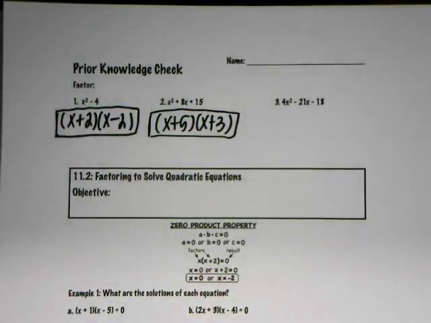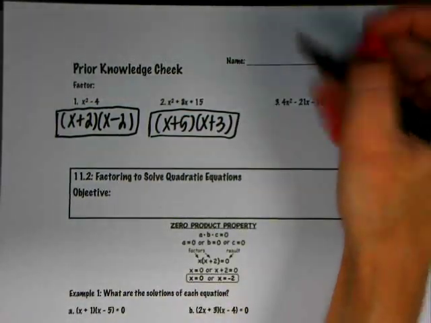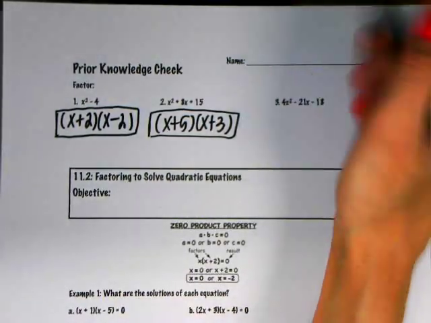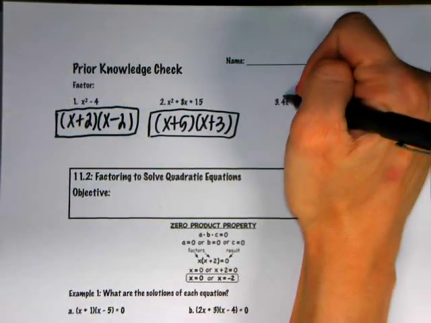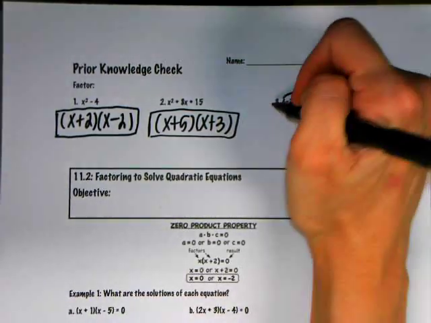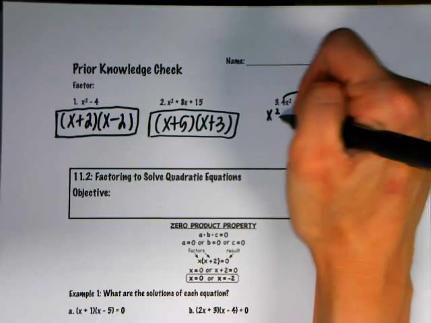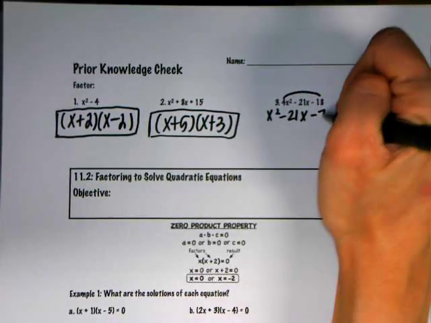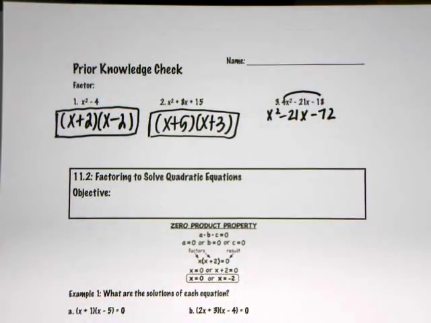Number 3, is there a GCF? No. 3 terms, there is something in front, so what do I have to do? Multiply by 18. Yep, multiply that to the 18, so we're doing bottoms up here. x squared minus 21x minus 72. Okay, and then what two numbers work for that?